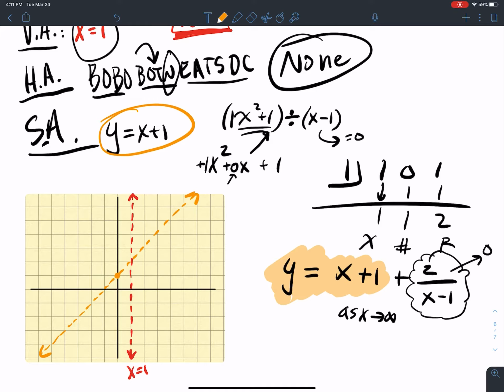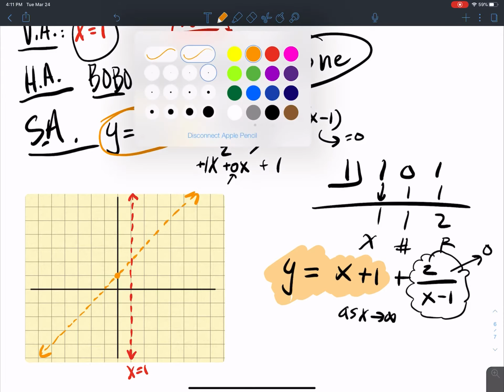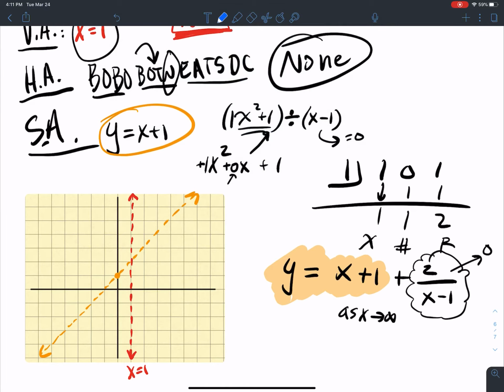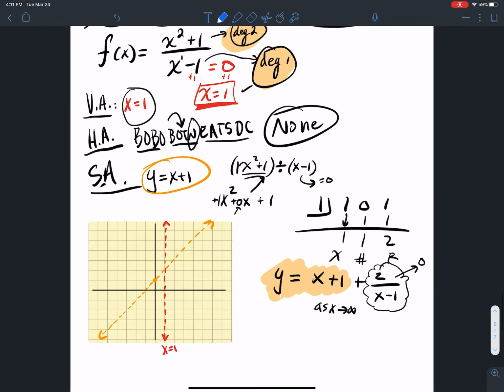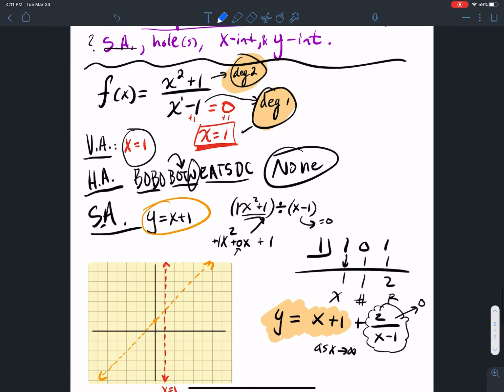Okay. Now, let's see how the curve actually bends. Okay, how does the curve bend? Well, one thing that might help us out here is if we do our intercepts. So, let's see here.